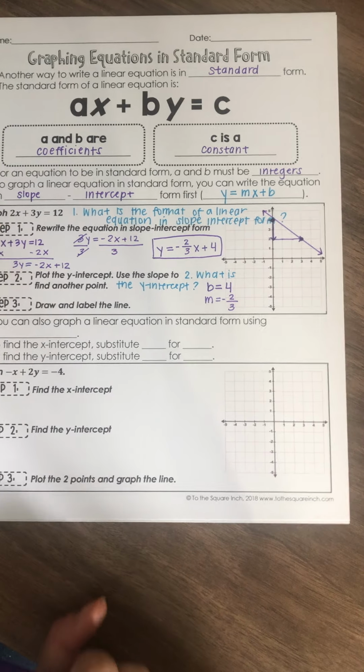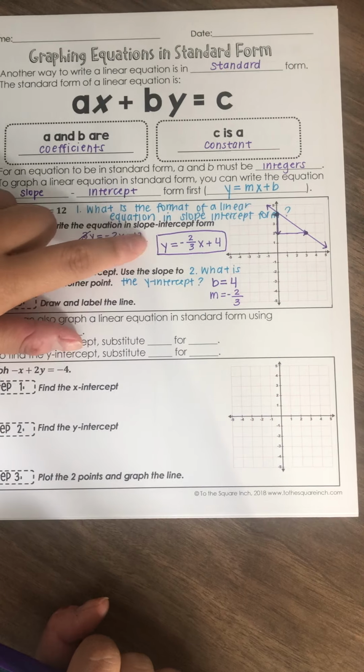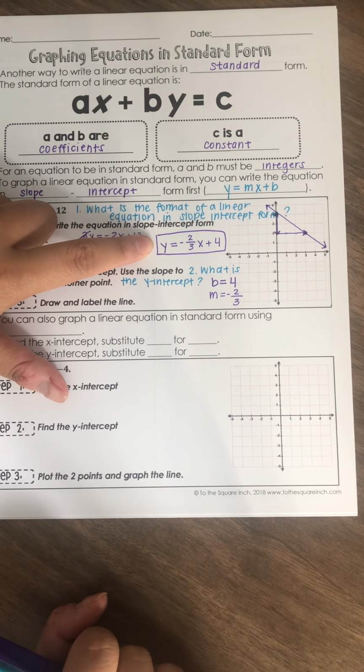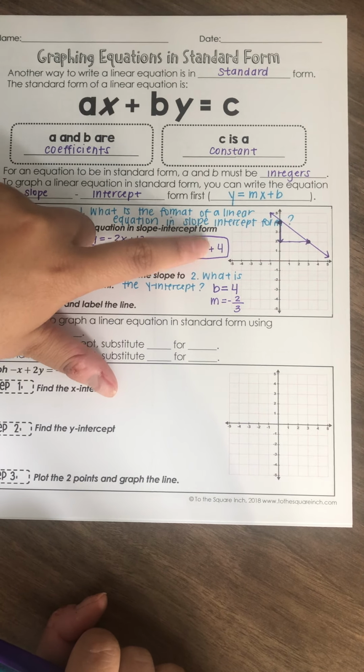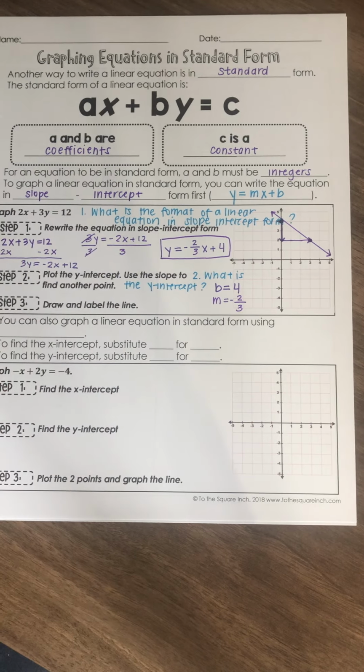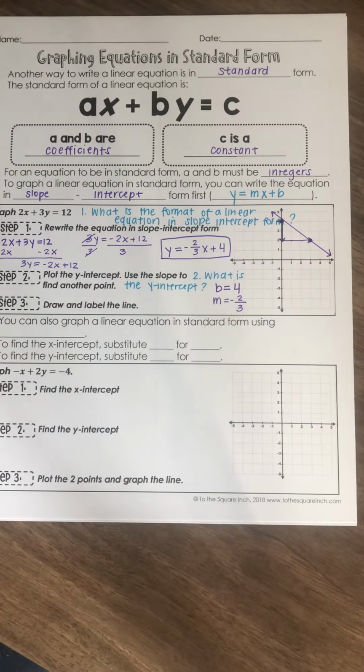So I rewrote my standard form into slope-intercept form. I then identified my y-intercept and my slope and used those to plot my line, or to graph my equation.